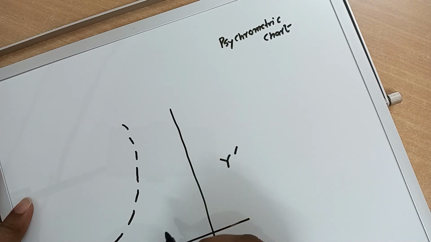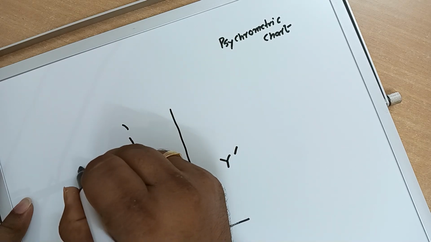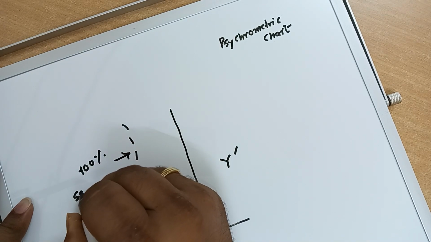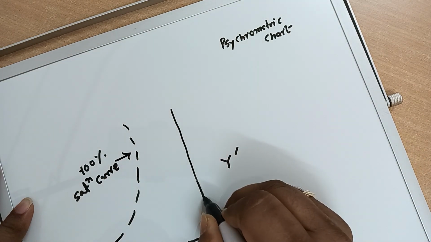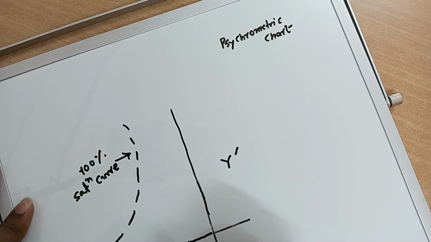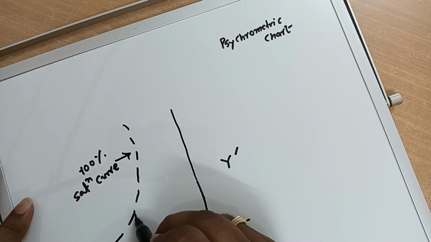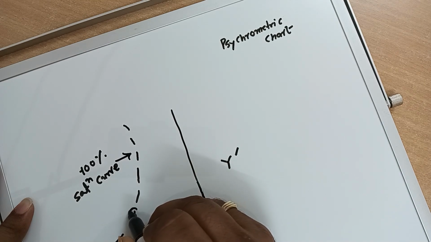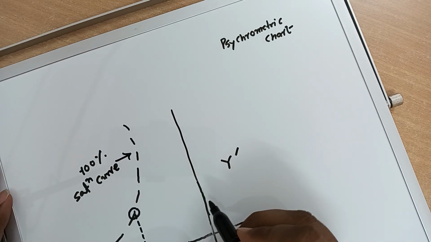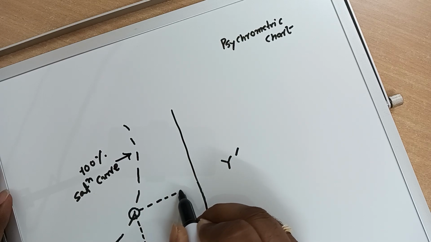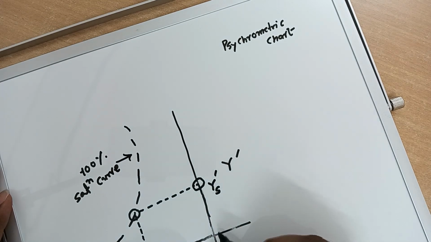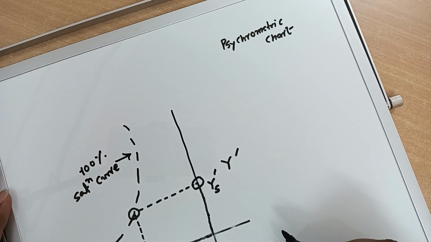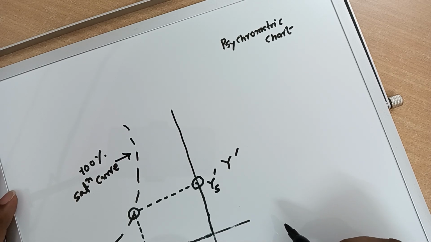Now suppose this one is the 100% saturation curve. So what you have to do is first locate the dry bulb temperature, and then from this point draw a vertical line which will intersect the 100% saturation curve, and then go towards the y-axis and find the corresponding saturation humidity. It's quite simple.